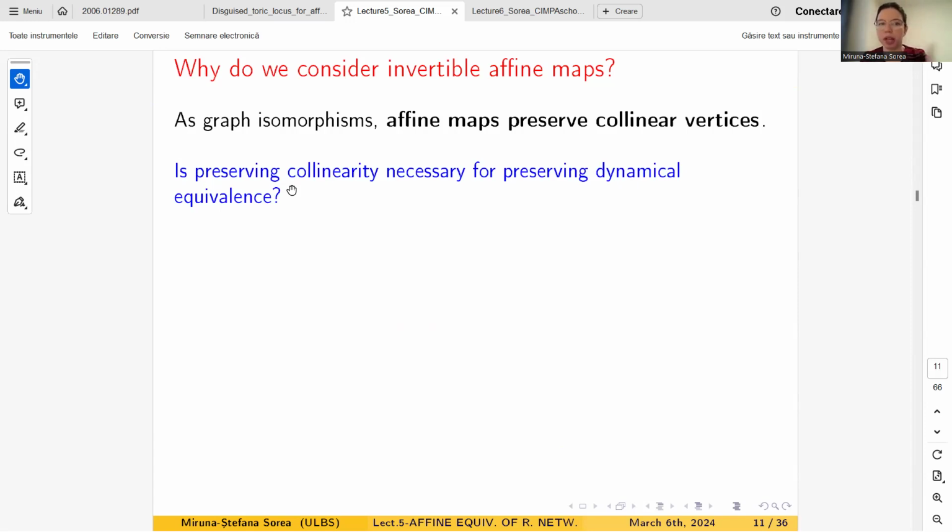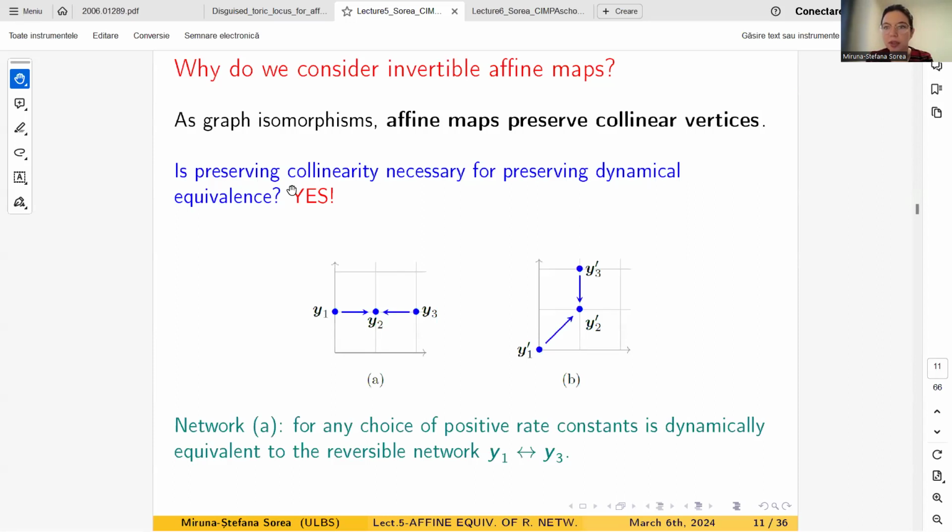When I say here preserving dynamical equivalence, it means that if a network is dynamically equivalent to another one, then their images respectively are dynamically equivalent. We'll write this more rigorously. But now, do you think it's necessary for preservation of dynamical equivalence to preserve the collinearity of vertices in the network? Well, we have an example showing that indeed this is a necessary condition. So this is one of the reasons why we look at these transformations.